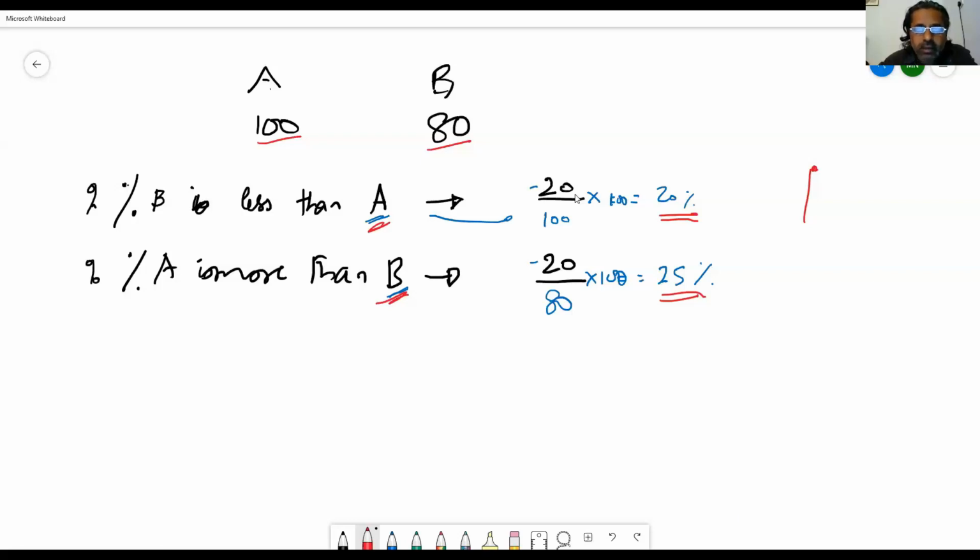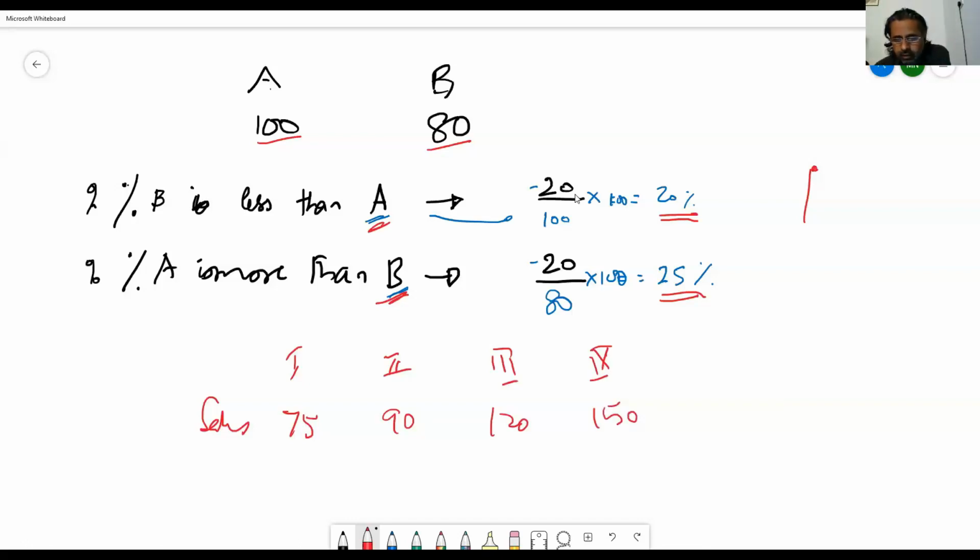For example, suppose some figures are given, like year 1, year 2, year 3, year 4, and then let's say sales is given. Let's say this is 75, this is 90, this is 120, 100. Now the question could be, what is the growth percentage? Or let's take an interesting figure like 60 here.